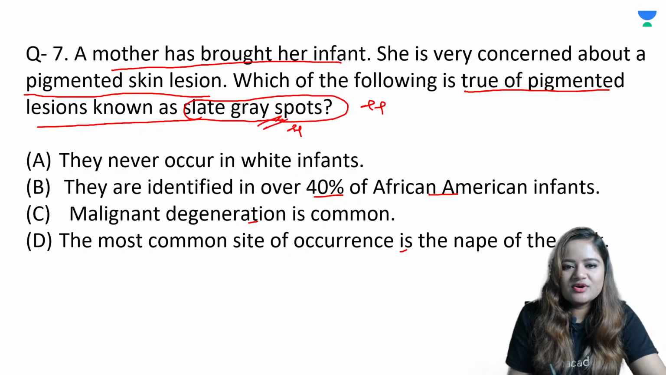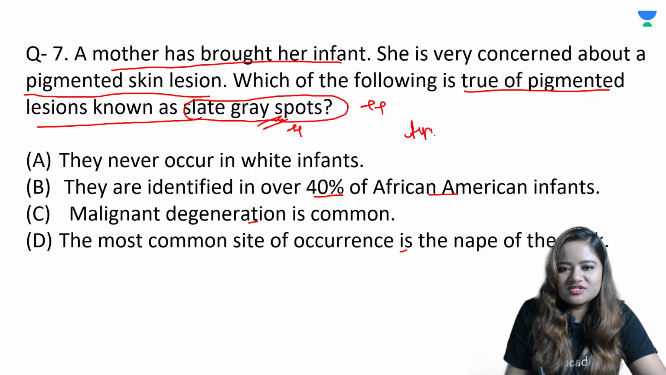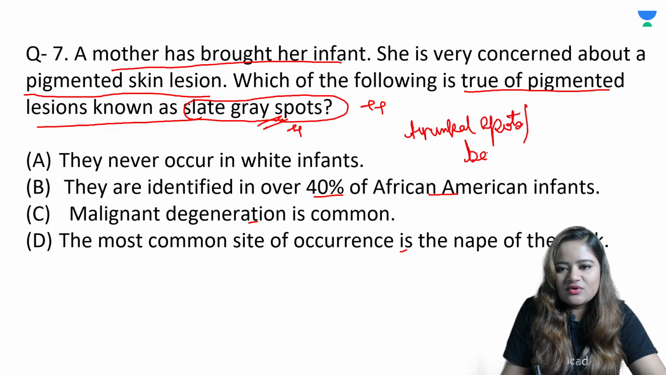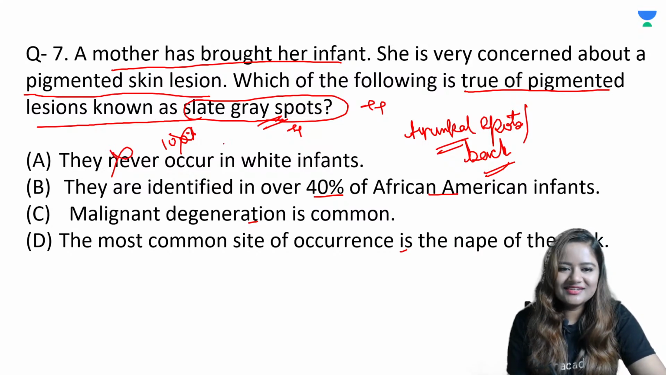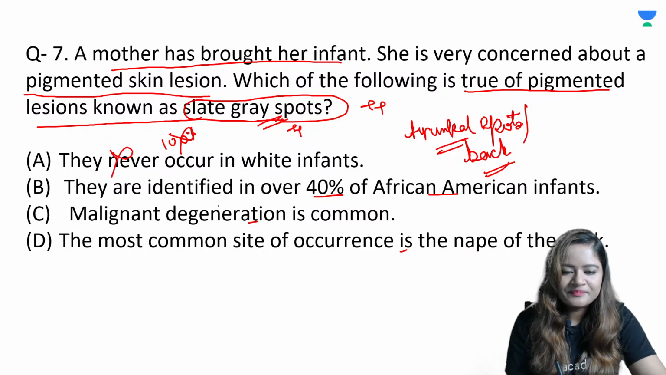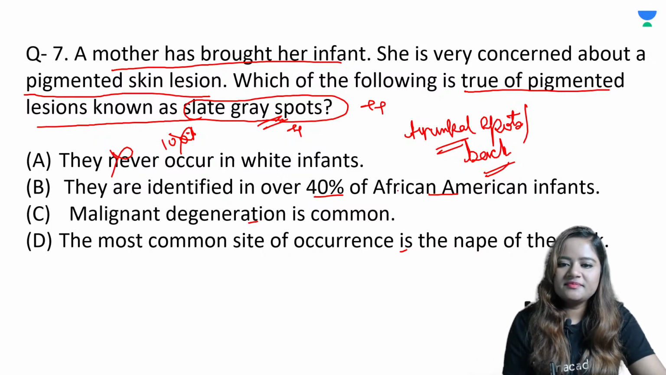So slate gray spots are nothing but truncal spots. They are present mostly on the back and to some extent on the extremities. So any statement that mentions all or never, 100%, there is nothing like that in medical science. So "never occur in white infants" is wrong already. Always remember this golden rule: the "never" statement is never correct, because nothing is proven 100%. Okay. It is identified in over 40% of African American infants. We don't know the exact census, so we can leave this option.